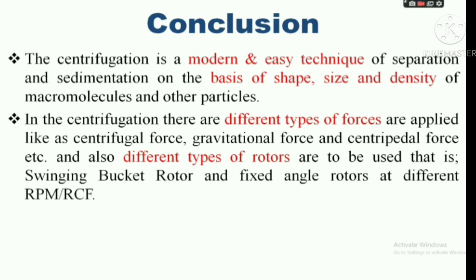Next, in centrifugation, different types of forces are used. So different kinds of forces are used in the centrifugation methods. First one is centrifugal force, next one is gravitational force, and last one is centripetal force. And also different types of rotors are used, that is swinging bucket rotors or horizontal rotors, fixed angle rotors, and vertical rotors at different RPM. So RPM means revolutions per minute or rounds per minute.